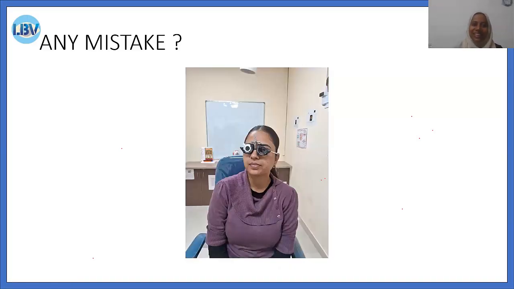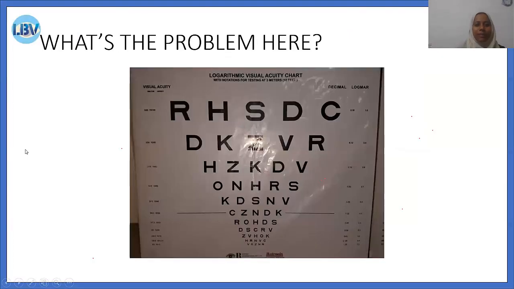Okay. So again, do you find there is any mistake? Very good. The head posture, it is tilted. So the patient is squinting the eyes, and it is tilted. So again, visual acuity may come as wrong. And what's the problem here? Glare, yeah, glare is also there. Light falls on the chart, reflections, the chart is not well illuminated. Yes, very good. So both the things are there. There is a glare also, and the illumination is also not good.